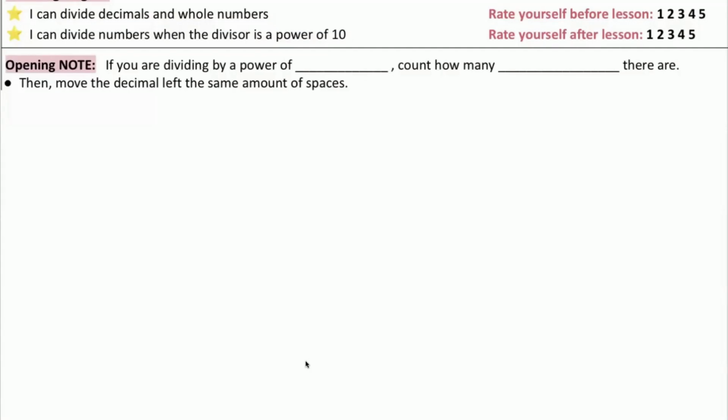Make sure you're writing with me. If you are dividing by a power of 10, you can count how many zeros there are, then move the decimal in the divisor the same amount of spaces. Let's practice with some examples.